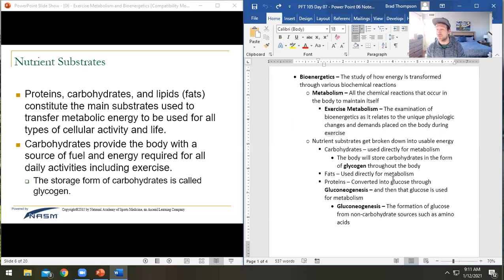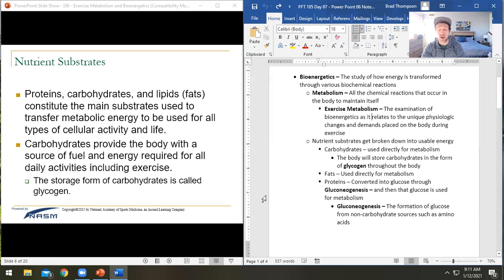You know them as proteins, fats, and carbs. Those are our substrates. And so what happens during a metabolic breakdown, the catabolism part of metabolism, right? Taking something complicated like a protein and breaking it down into individual amino acids, or taking something complicated like a carbohydrate and breaking it down into sugars, or taking something complicated like a fat and breaking it down into fatty acids, right? Those are your nutrient substrates: proteins, fats, and carbs. And our body can use all three of those to produce energy.